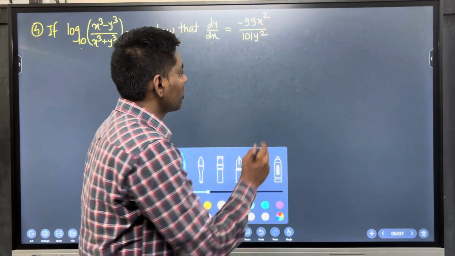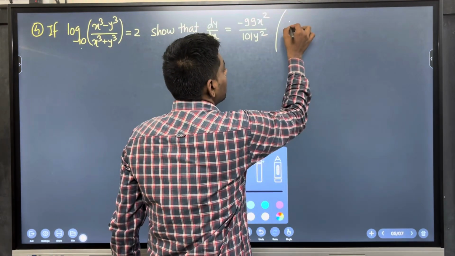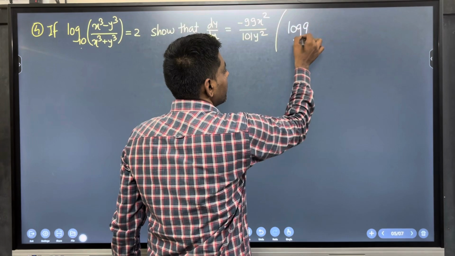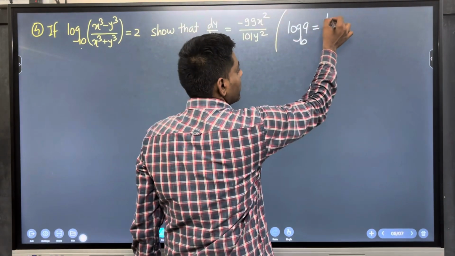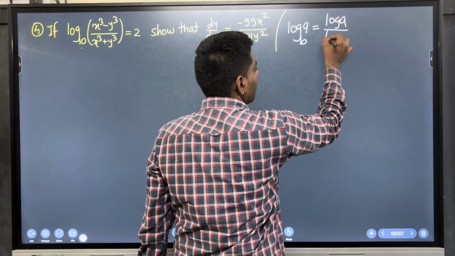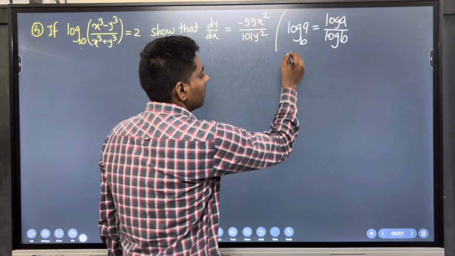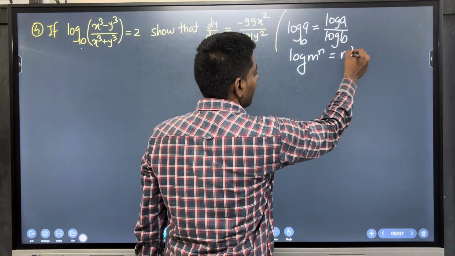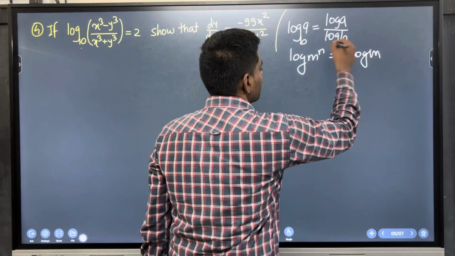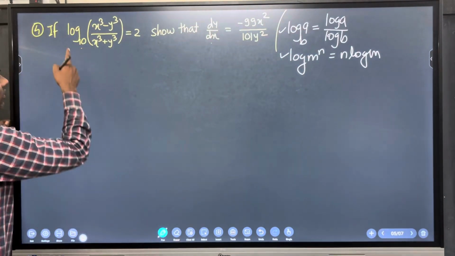So remember the first property. When log a to the base b is given, how to write that? That is log of a divided by log of b. So simple, by using this property. And next, log of m raised to n equals n into log of m. So exponential property. So according to that, apply here.